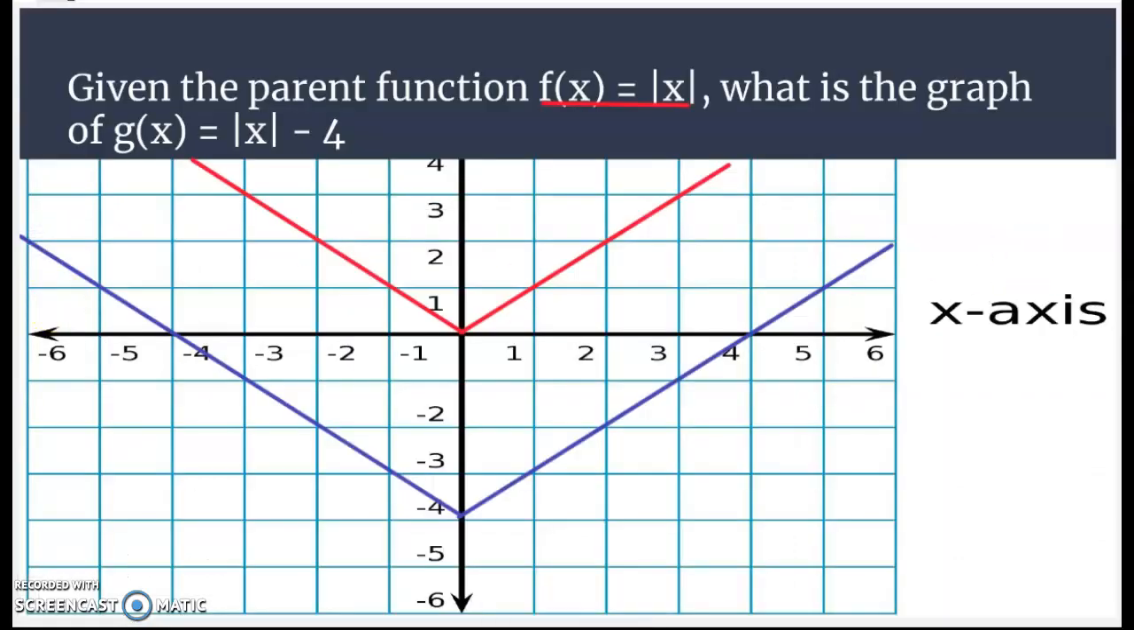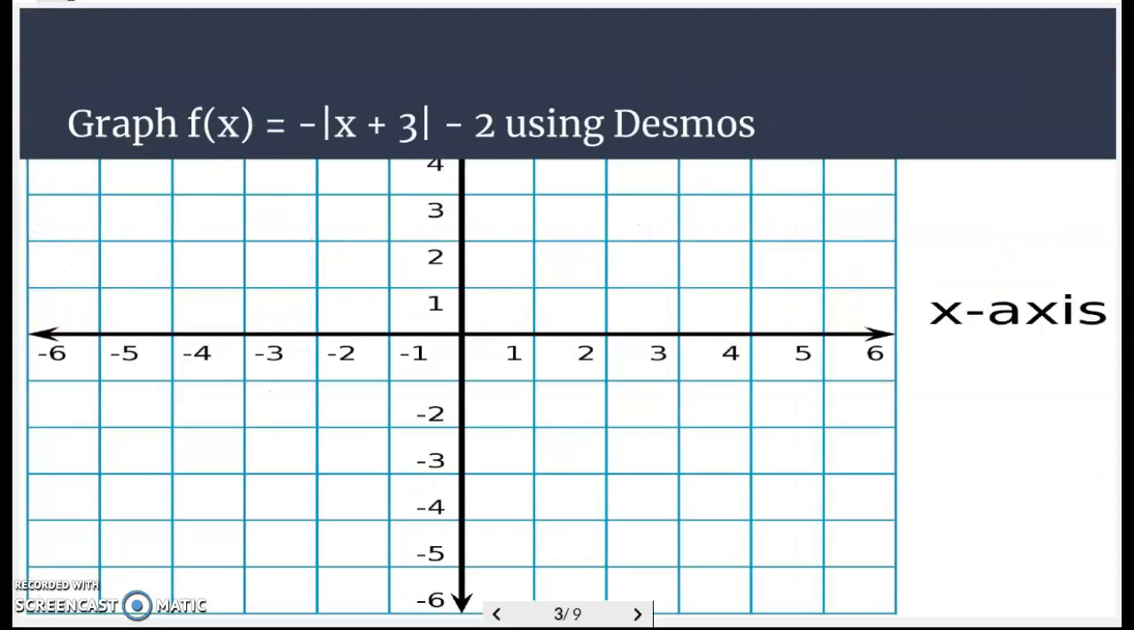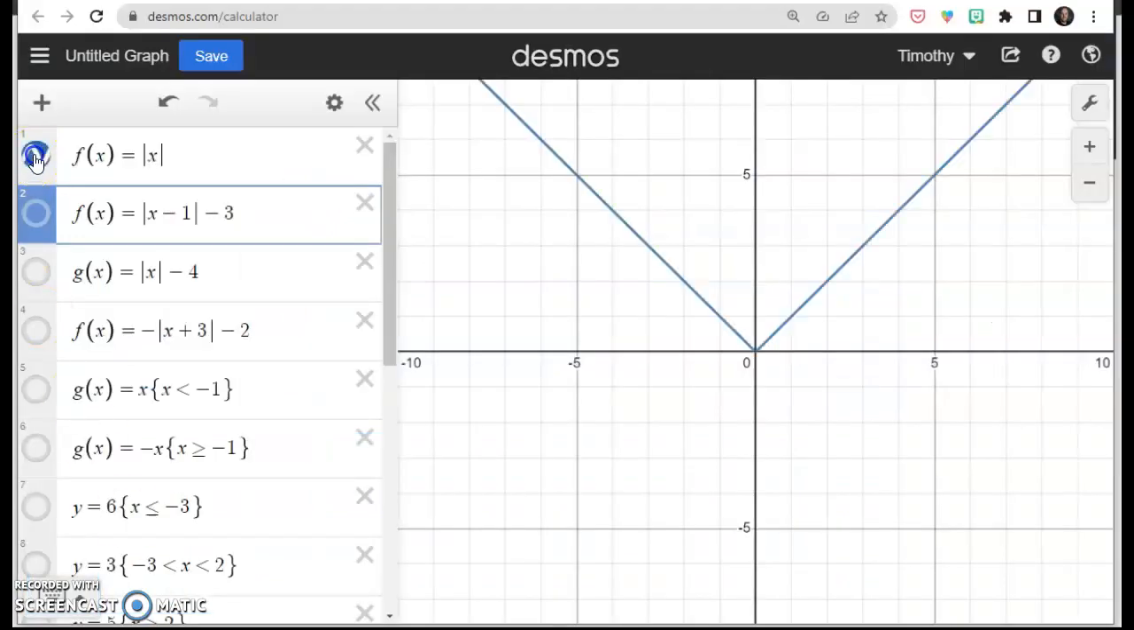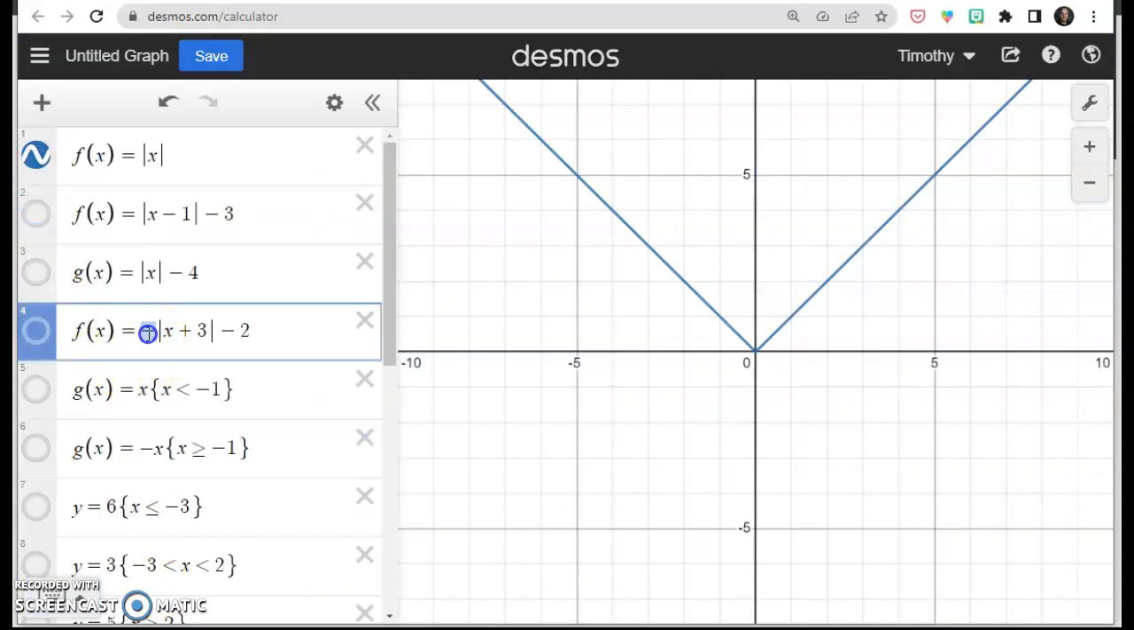Alright, let's look at another one here. This time, picture the original absolute value of x, but then we're shifting to the left 3, down 2, and this minus sign in front flips it upside down. So let's look at that on Desmos. Again, here's the original. But this right here is going to flip that upside down, so it'll be facing down. Plus 3 means shift left 3, down 2 means shift down 2. Here's how the function looks. Notice we went to the left 3, we went down 2, and we flipped it upside down.